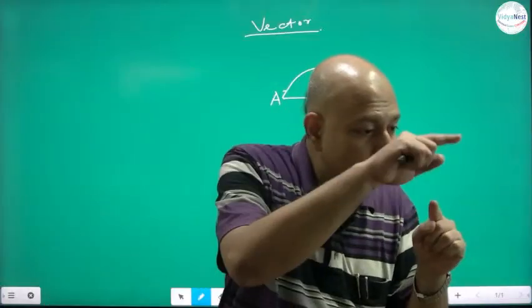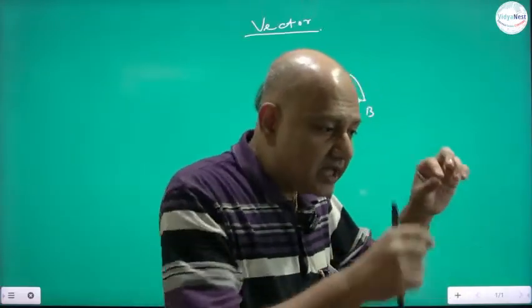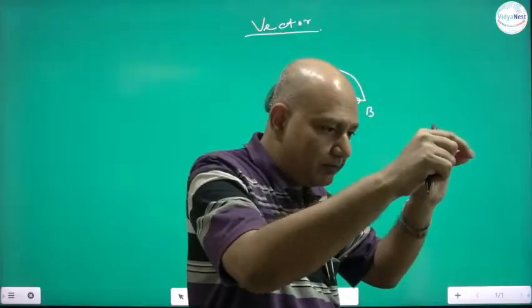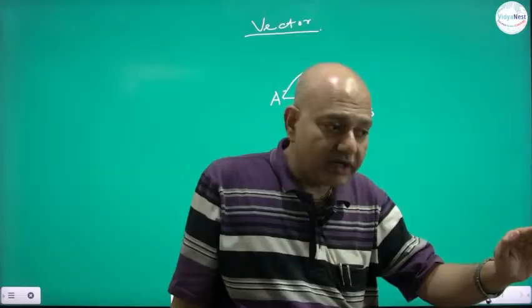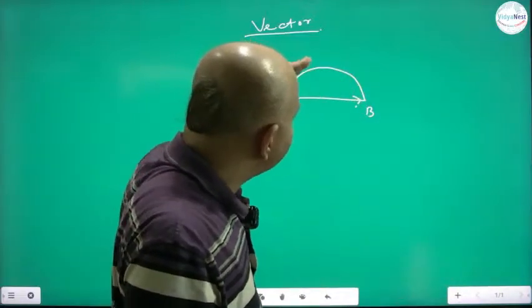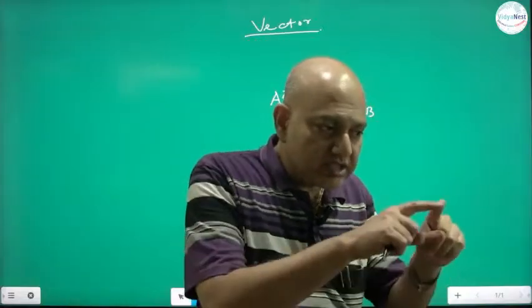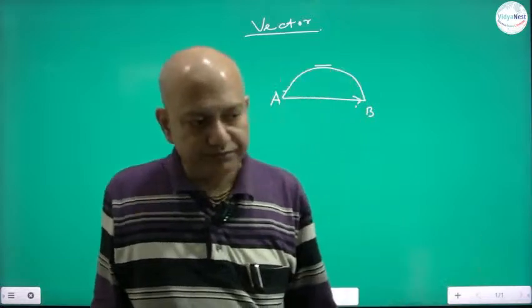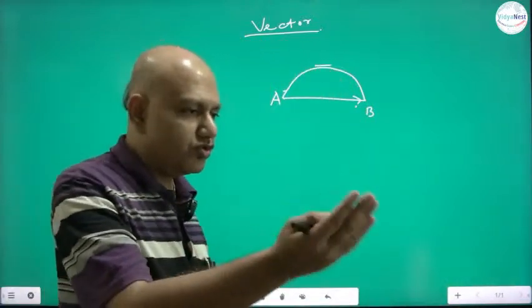Distance means total path length. ঠিক আছে? Understanding my point? But displacement is the initial point and final point joined by a straight line. That is called displacement. So displacement is a vector quantity, but distance is not a vector quantity because I cannot specify any particular direction for the distance. Distance is the total path length. Understood? Very good. If any confusion, immediately ask me.